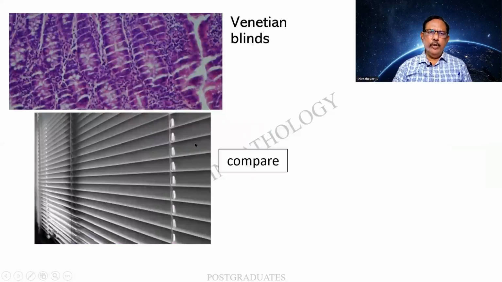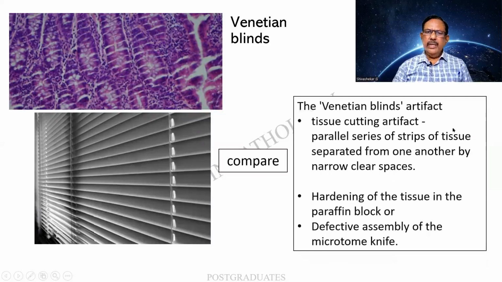This is the Venetian blind I'm talking about. Whenever we talk of a blind, it is this. It is to allow partial light or improve the light, etc. That is the Venetian blind. You people know about it. But then look at it. In the tissue, I'm finding that there are marks like this Venetian blind. This can be because of a cutting artifact. You get parallel lines. Hardening of the tissue in the paraffin block, or sometimes it can be a defective assembly of the microtome blade. Three things to remember. Quite simple. In all this, you'll be finding this.